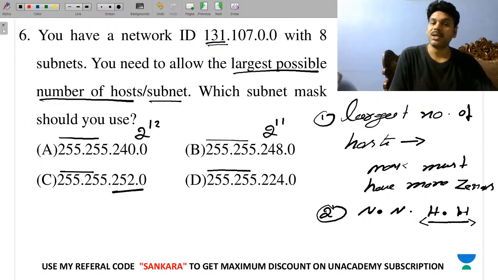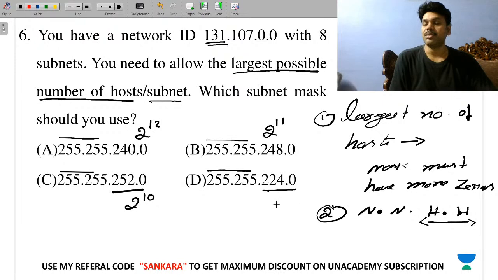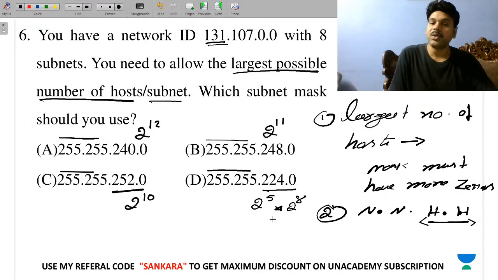And if you look at 252, 252 means 6 bits are on, only 2 bits are left in the octet. So 2 bits there and 8 bits here, it is 2 power 10. If you look at this octet, 224, that means 3 bits on, the remaining 5 bits are for HIDs only. So 2 power 5, and in this we have 2 power 8. Then I get 2 power 3 minus 2 HIDs.